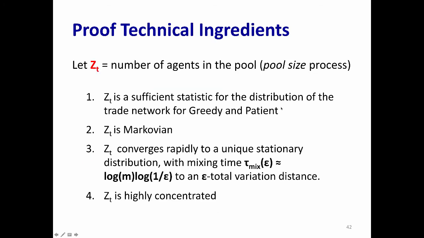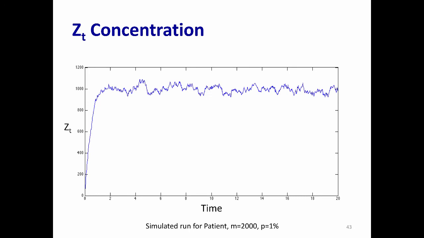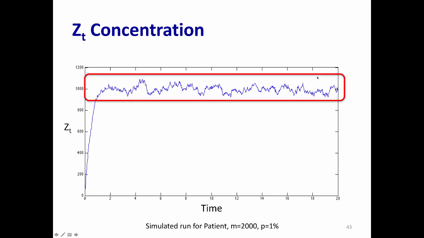Now, the last technical ingredient that we have to prove in the paper, which we do, and that's actually the most important piece, is that this ZT process, the number of agents in the market, is highly concentrated around its expected value. What do I mean by that? By picture, if you look at the stationary distribution, with very, very high probability, you're almost always around the expected value of the pool size. That's something that I'm not going to go through here because it's very, very technical, but you can find it in the paper, and hopefully I will do a different video for that.